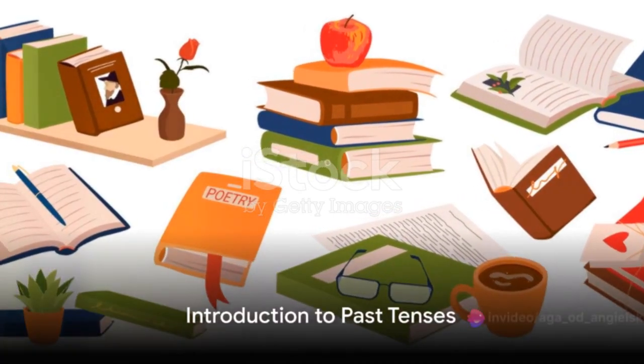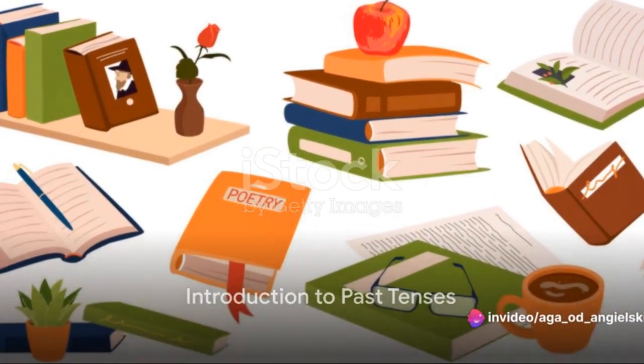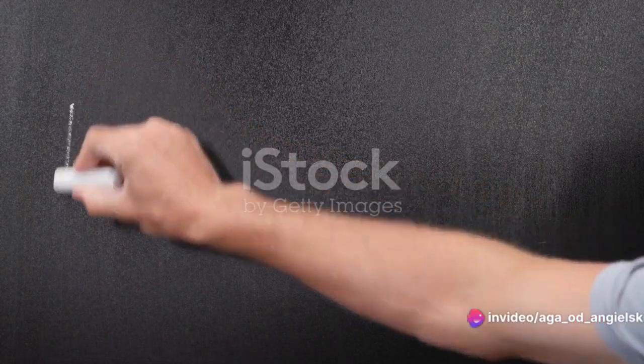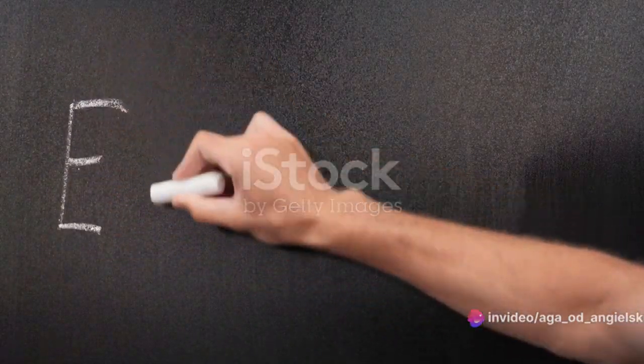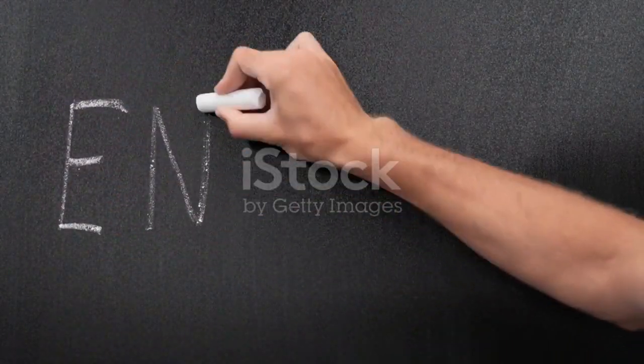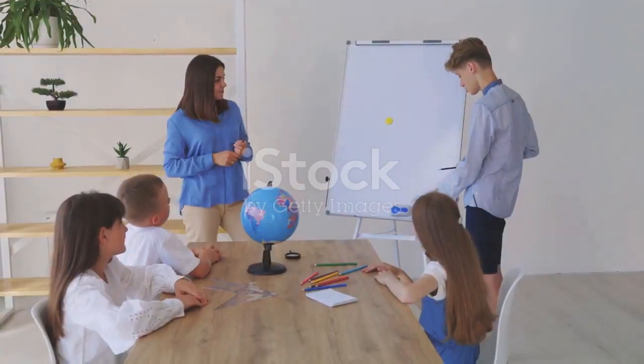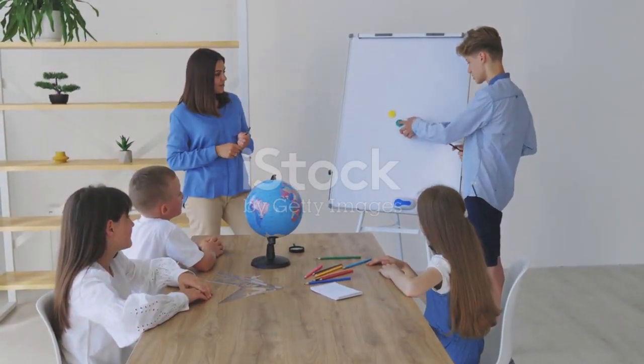Have you ever wondered why we have different past tenses in English? Well, English is a rich language, and our past tenses, past simple, past continuous, and past perfect, are key elements of its depth. These three tenses aren't just grammatical structures.